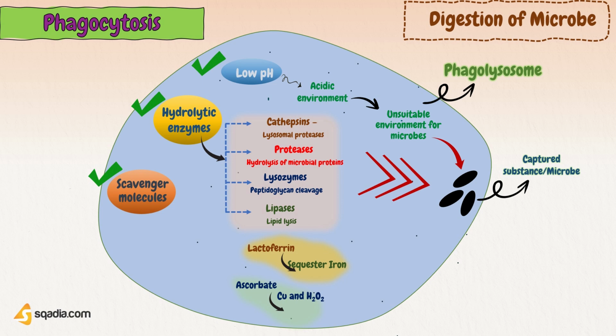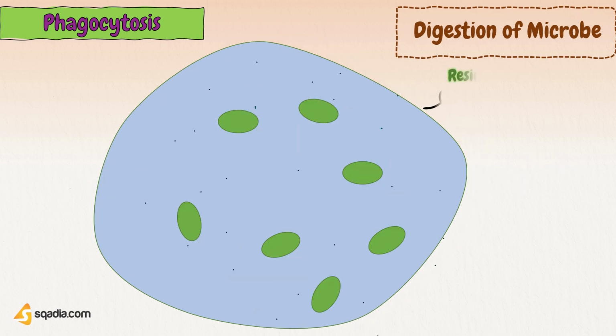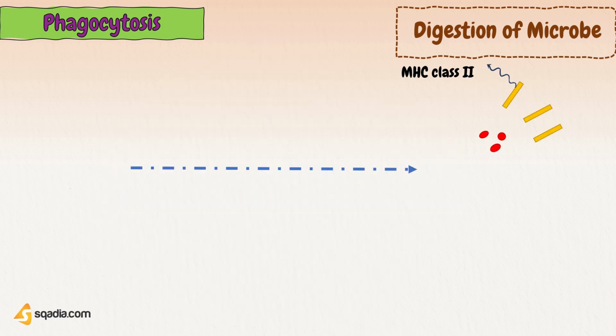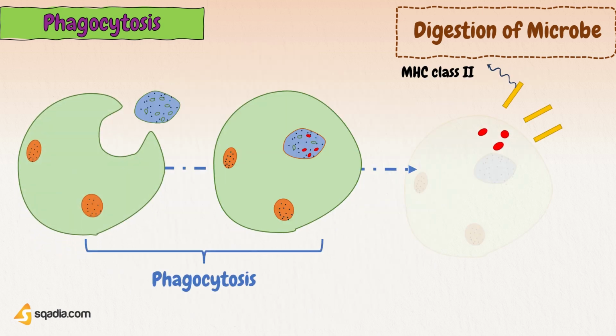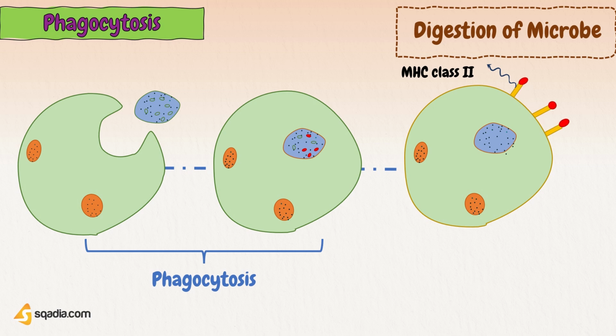Other microbicidal components of the phagolysosome are scavenger molecules, such as lactoferrin that sequesters the iron required by some bacteria. So all these things, like acidic medium or low pH and digestive enzymes, cause killing or digestion of the trapped microbe, leaving behind a sac filled with indigestible material, called the residual body. So once the contents have been neutralized, the phagolysosome forms a residual body that contains the waste products from the phagolysosome. The residual body then travels towards the boundary of the cell and is eventually discharged from the cell by a process called exocytosis.